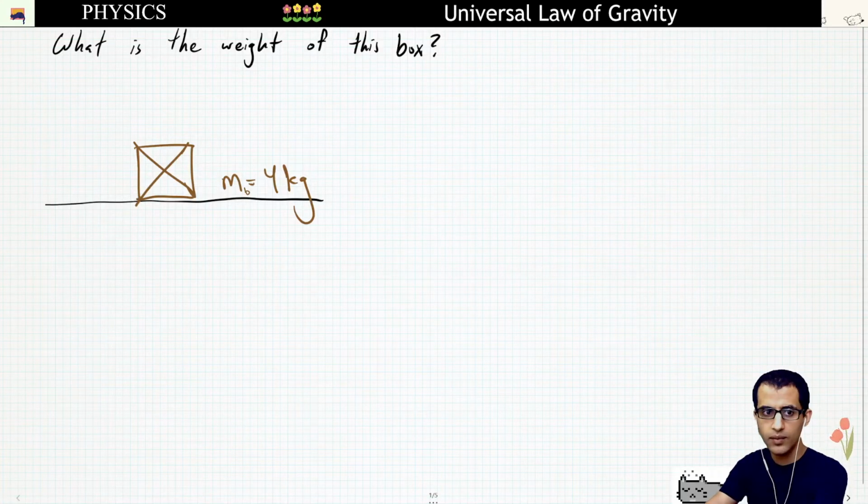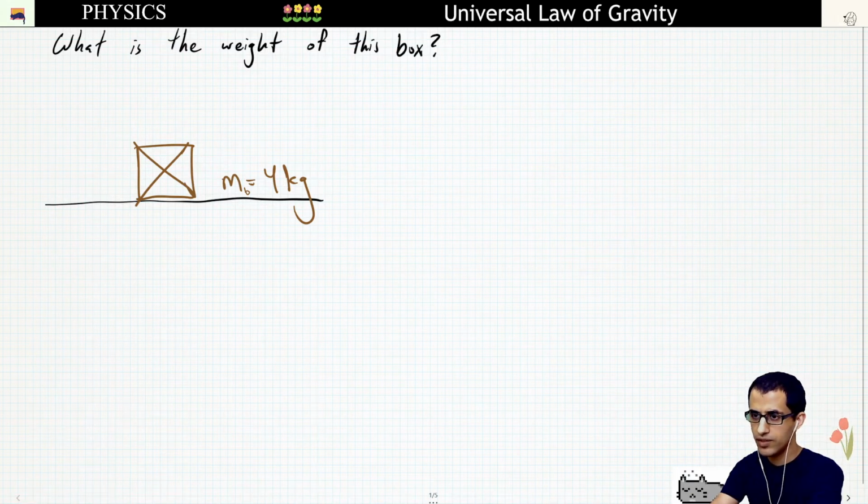What is the weight of this box? So we learned that weight is the force of attraction that objects have, that masses have to other masses. So in this case, we have a mass sitting on the Earth, and these two masses interact because of their gravitational fields, and they pull on each other.